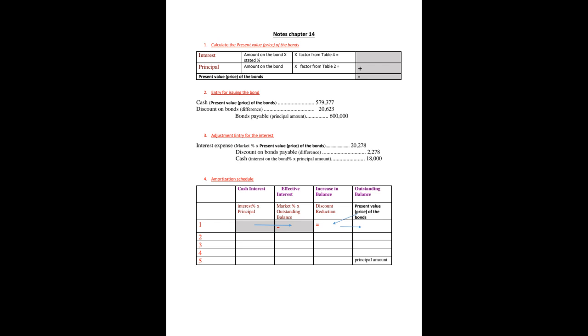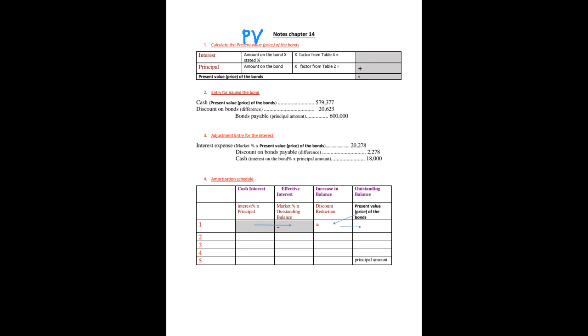The first step is to calculate the present value of the bond, or of the note itself, and we will do that using this table. First of all, we have the principal of the note. This is the amount written on the note itself, and the interest amount. Let's say the company, for example, has borrowed a note payable or bond payable for $600,000. We have the market interest and we have the stated interest on the note.